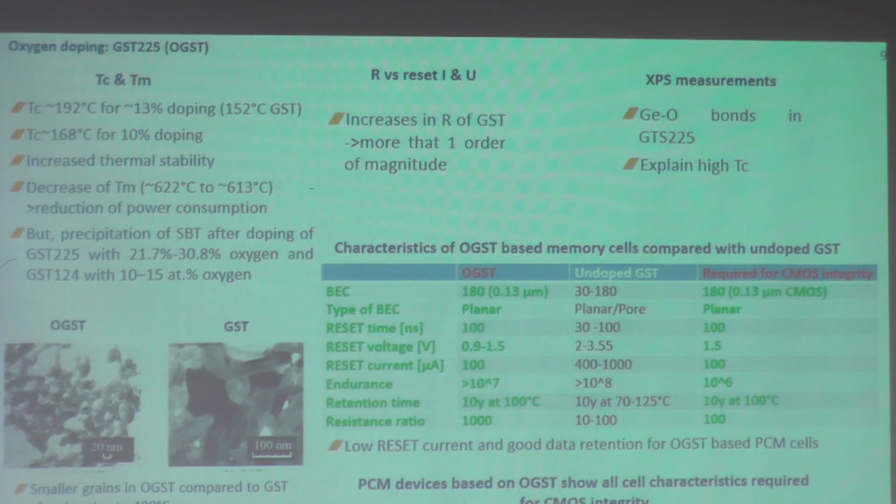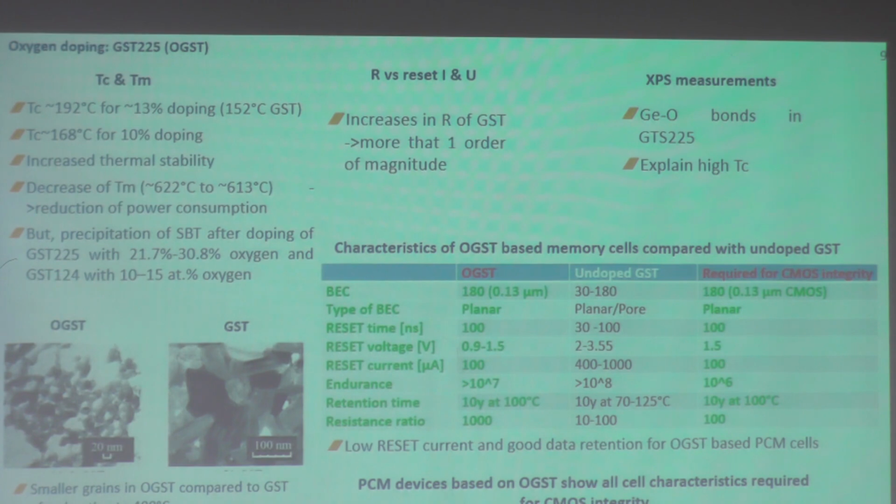And also, to understand the high thermal stability of this GST with oxygen, we can make measurements, and we can see the formation of germanium oxide bonds. And this also explains why this amorphous phase is stable, because for crystallization you need to break these bonds.